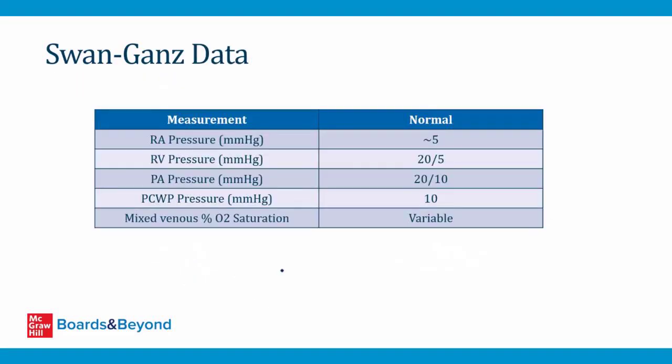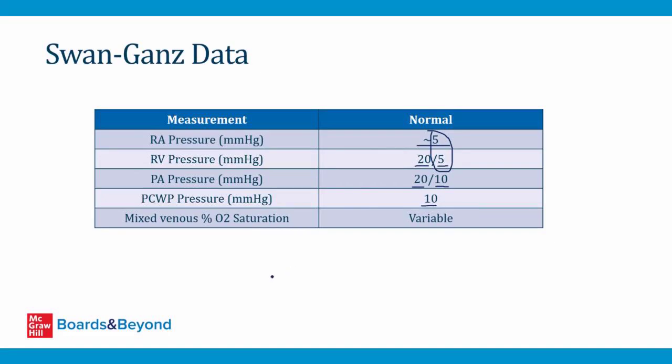Shown on this slide are normal values for all the pressures that you can measure with a Swan-Ganz catheter. So the normal right atrial pressure is about 5. In the right ventricle, the pressure goes up to 20 in systole and down to 5 in diastole. Remember, these two pressures should be equal because the only thing between the right atrium and the right ventricle is the tricuspid valve, and assuming it's working normally, then you should have equal pressures between the right atrium and the right ventricle. The pulmonary artery pressure goes up to 20 in systole and down to about 10, and then the pulmonary capillary wedge pressure, normal value, is about 10.